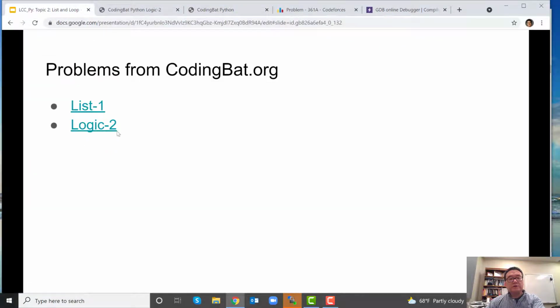So I encourage you, if you are working through this topic, after the example problem, you should practice on CodingBat to get those problems.